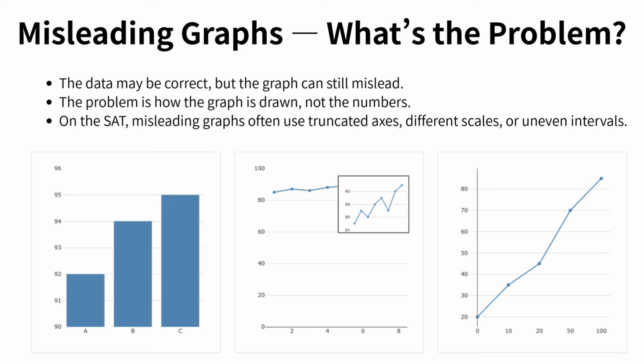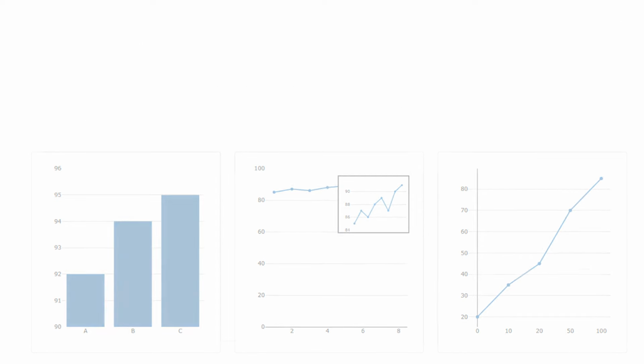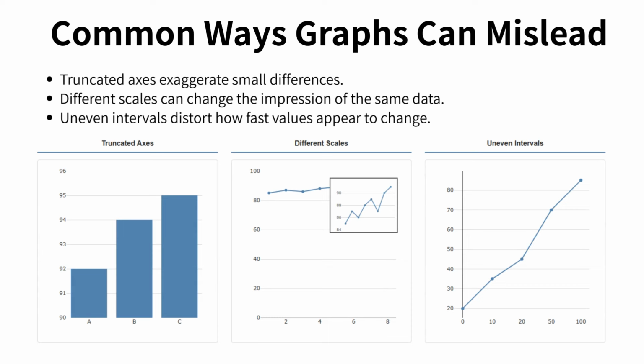When you see a graph on the SAT, pause and check the axis and the scale before interpreting the data. In this lesson, you'll learn how to spot these misleading features and avoid being fooled by the way a graph looks. Now let's give names to the common ways graphs can mislead. First, truncated axes. When an axis does not start at zero, small differences can look much larger than they really are. Second, different scales. The same data can appear to change dramatically, or barely at all, depending on the scale that's used. Third, uneven intervals.